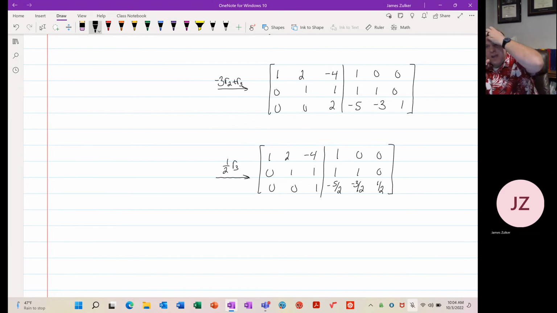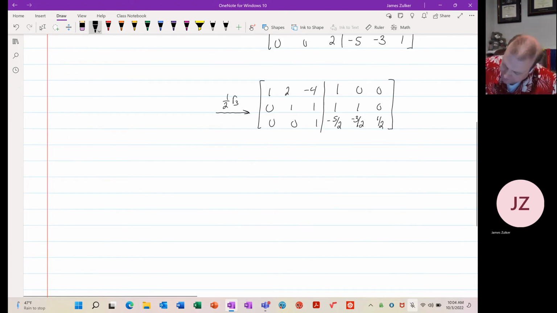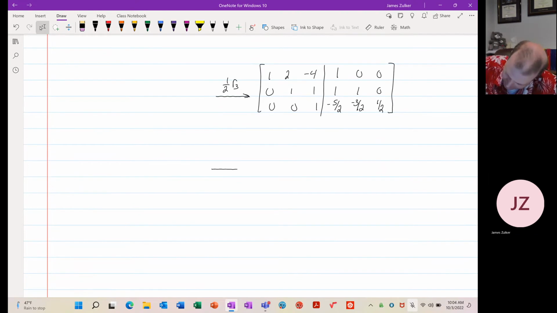The 3, 3 entry is going to be our first leading one that we work with, right? And we want to zero everything above it. So we can just do negative R3 plus R2 and then 4R3 plus R1. And that will leave us with this.